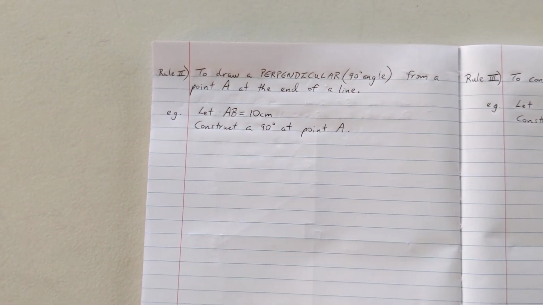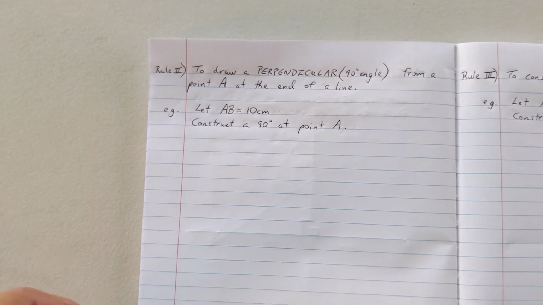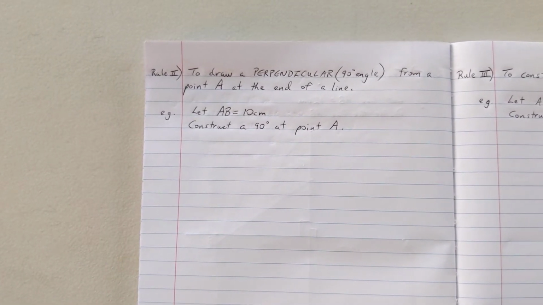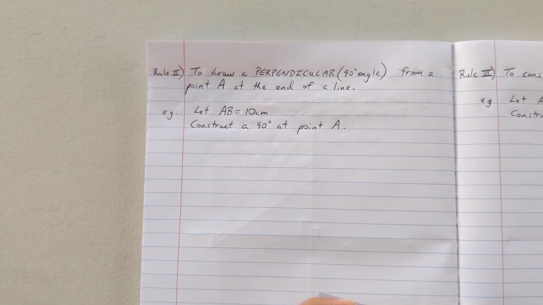So this brings me to the second rule, where I want to draw a perpendicular point. As we saw before when we were doing coordinate geometry, perpendicular means a 90-degree angle at the end of a line. So now we kind of get into shapes, right? The length of AB is 10 centimeters.